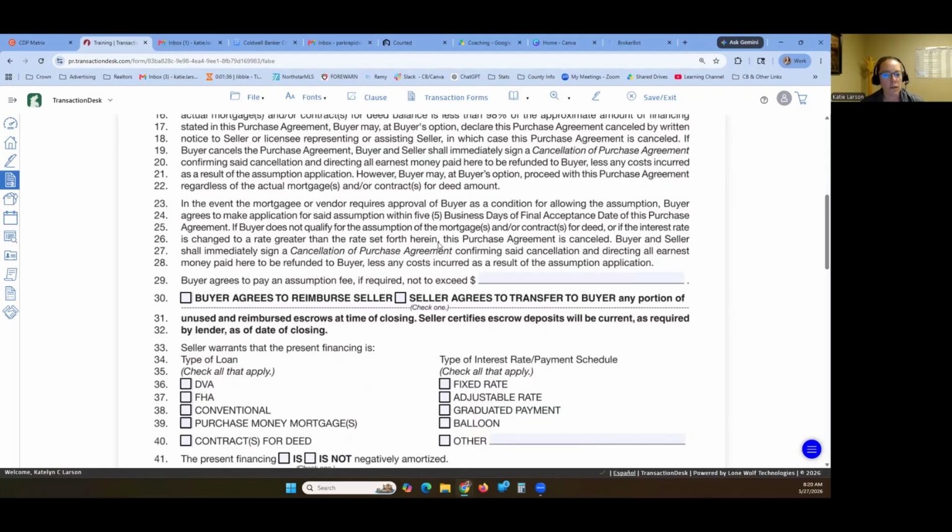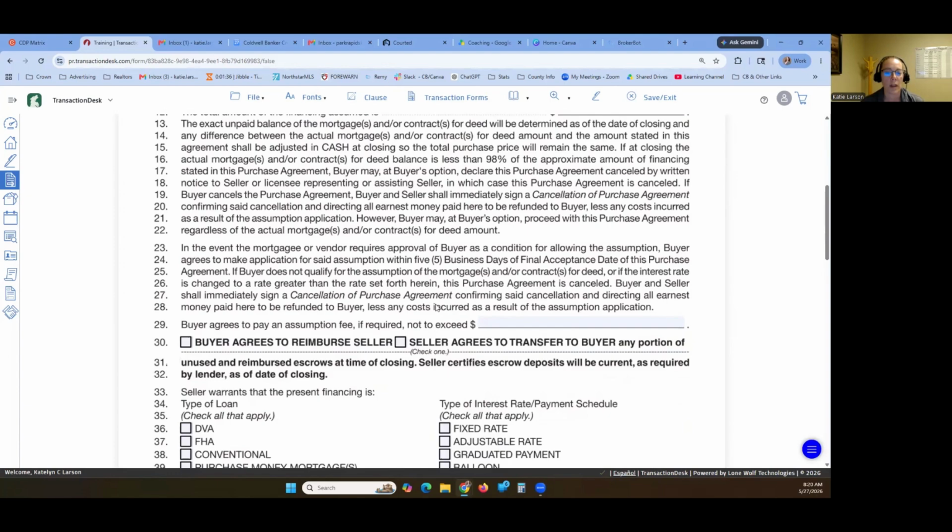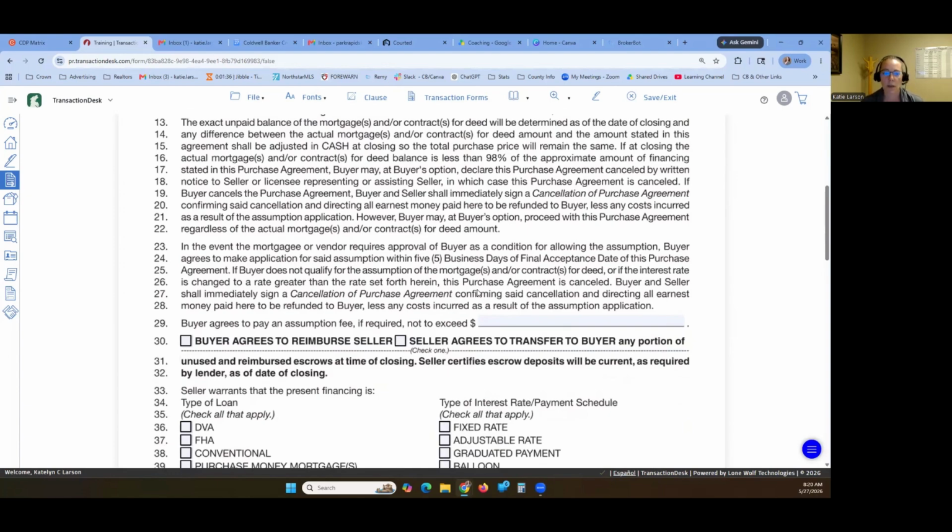If buyer does not qualify for the assumption of the mortgage, or if the interest rate is changed to a rate greater than the rate set forth herein, this purchase agreement is canceled. Buyer and seller shall immediately sign a cancellation purchase agreement confirming said cancellation and directing all earnest money paid here to be refunded to buyer, less any costs incurred as a result of the assumption application.